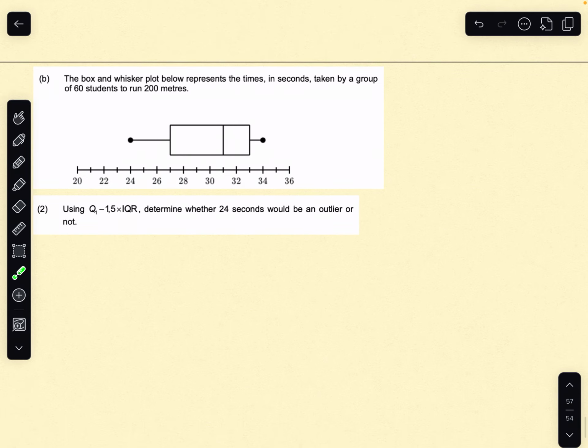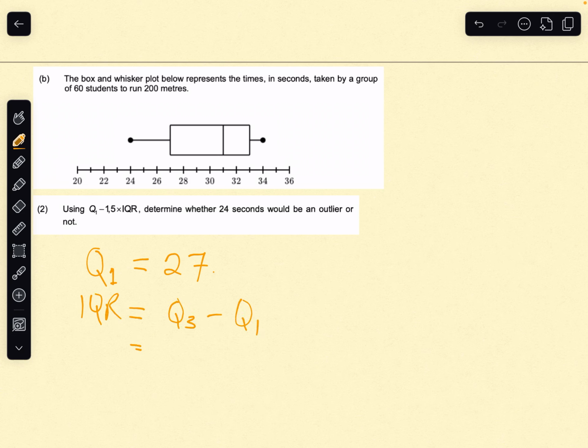Right. Then, using the formula Q1 minus 1.5 times the interquartile range, determine whether 24 seconds would be an outlier or not. So what is Q1? Q1 is 27, as we previously saw. And then the interquartile range would be Q3 minus Q1. So IQR is equal to Q3 minus Q1. Q3 is 33 and Q1 is 27, and that is 6.